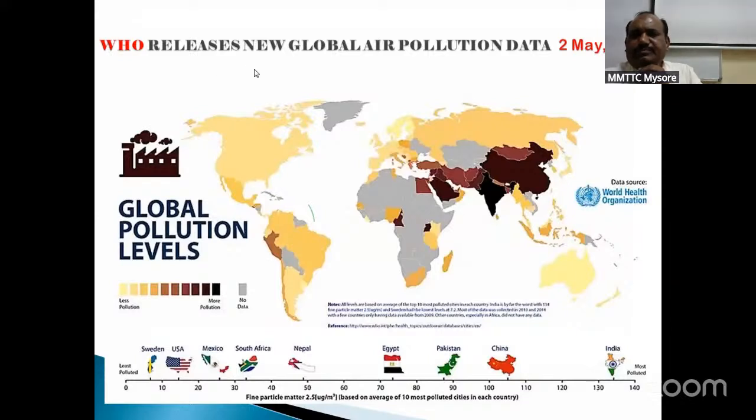The world released new global air pollution data in 2020. See, this is the area. First is India, followed by China, followed by Pakistan, followed by Egypt, and so on. The air quality status is worst in India, followed by China, Pakistan, Egypt. This report was given by WHO, the World Health Organization, on global pollution levels. See the Indian status, and China and other countries, Egypt, Pakistan.